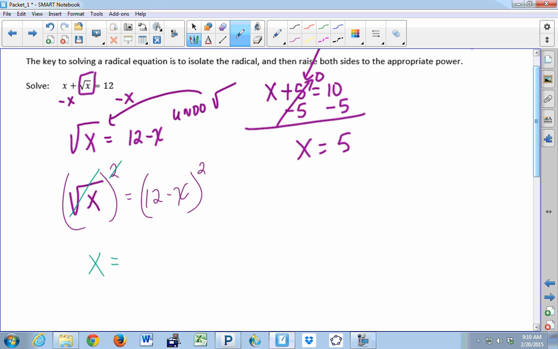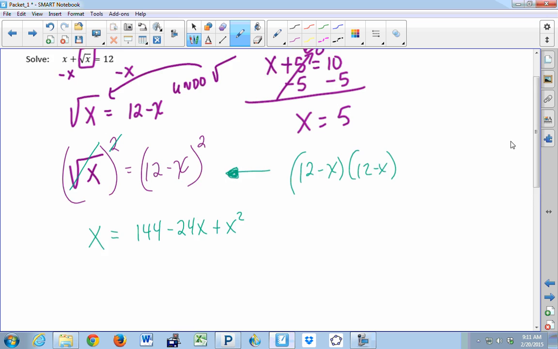And this is the only part I'm hoping that by the time you all leave Math 107, you'll know how to square a binomial, and nobody will write 144 plus x squared here. It's 12 minus x times 12 minus x, which gives us 144 minus 24x plus x squared when I multiply that out.